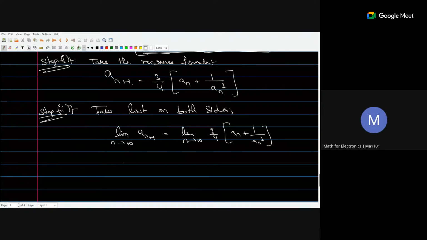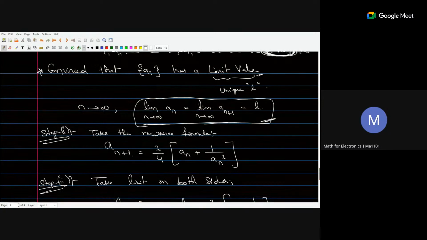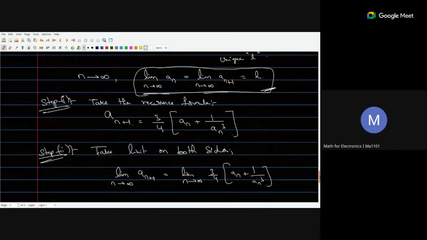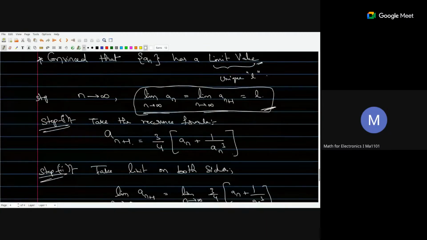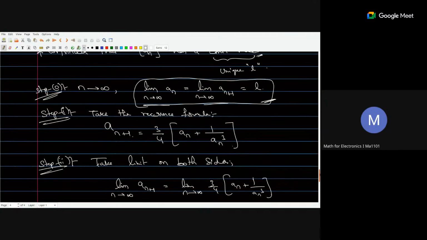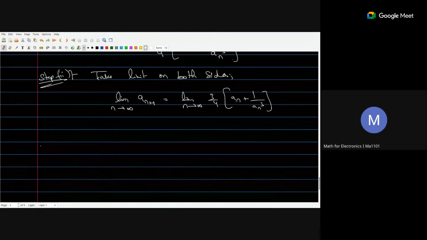Okay. So now, once you are convinced about this thing, maybe this will be step 0. It's like a pre-step. This step 0 will be unique for every recurrence relation problem.